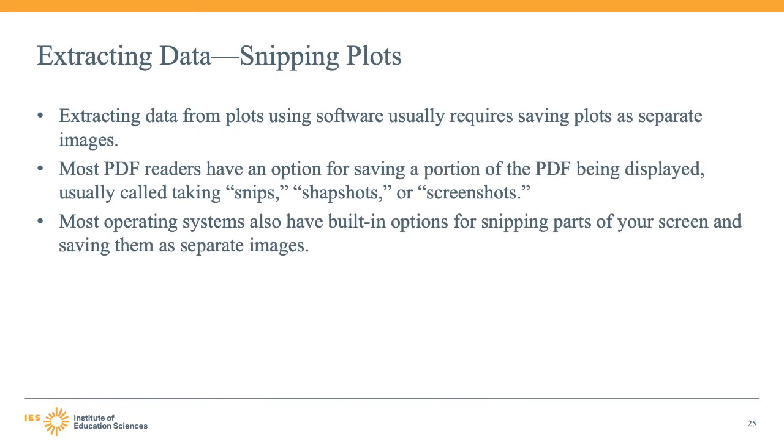The first step in extracting data from study plots will usually be to save the images of the plots separately from the study PDF. Most PDF reading software has an option to save some part of the document currently being displayed. This will usually be called taking a snapshot, or a screenshot. Most operating systems will also have options for saving all or part of what is being displayed on the screen and saving it as a separate image, usually called a screenshot.